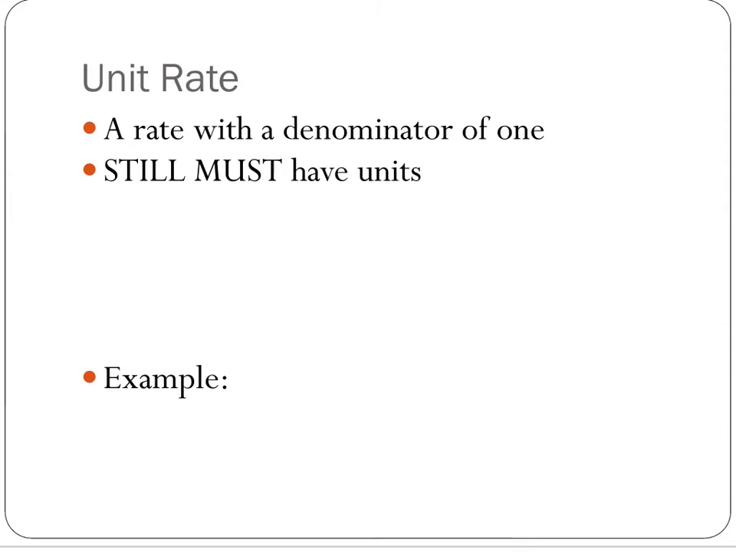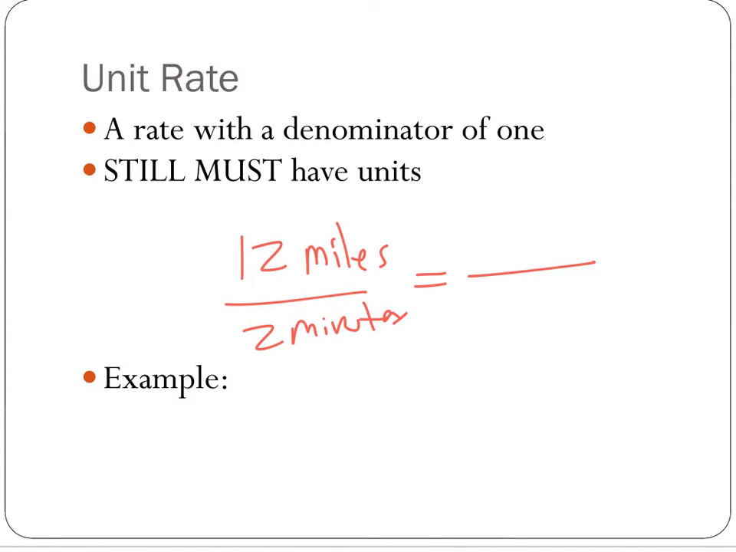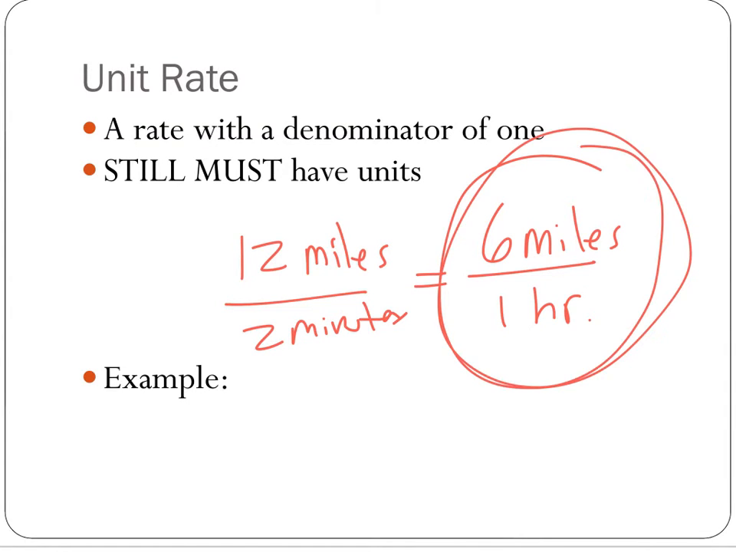Now, a unit rate is when the denominator is 1. You've divided it out. A rate with a denominator of 1 still must have units. So if I said 12 miles in 2 minutes, that's not a unit rate. But if I reduce that fraction, divide it out so I have a denominator of 1, that would be 6 miles per 1 hour, or 6 miles per hour. This is the unit rate.